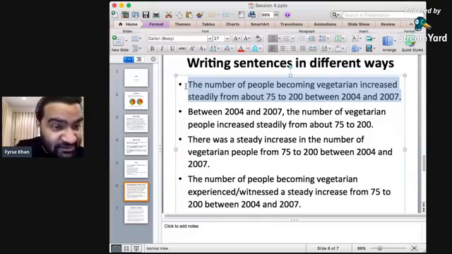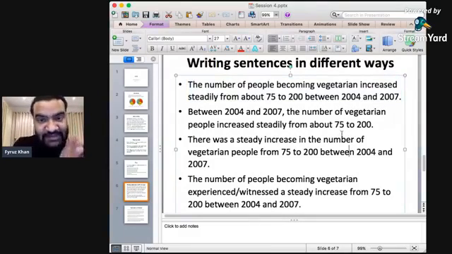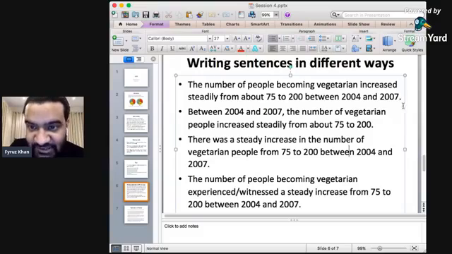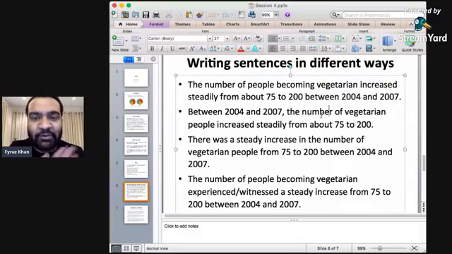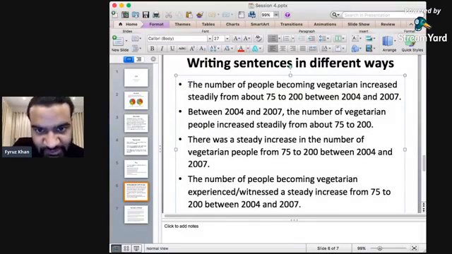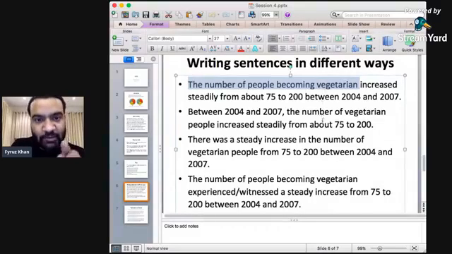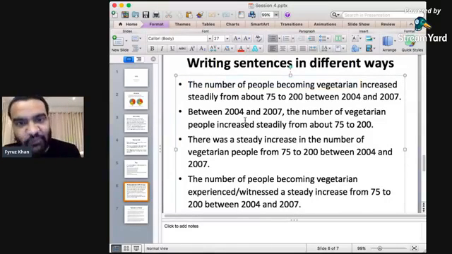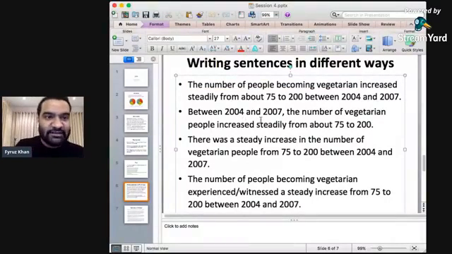Now you can write this in a different way. In the second sentence, what they did was they took this end part of the sentence and they placed it here. Between 2004 and 2007, the number of people becoming vegetarian. So then they took the first part and placed it here. Put a comma. Between 2004 and 2007. So this is a complex sentence, right? We did it in the last class.